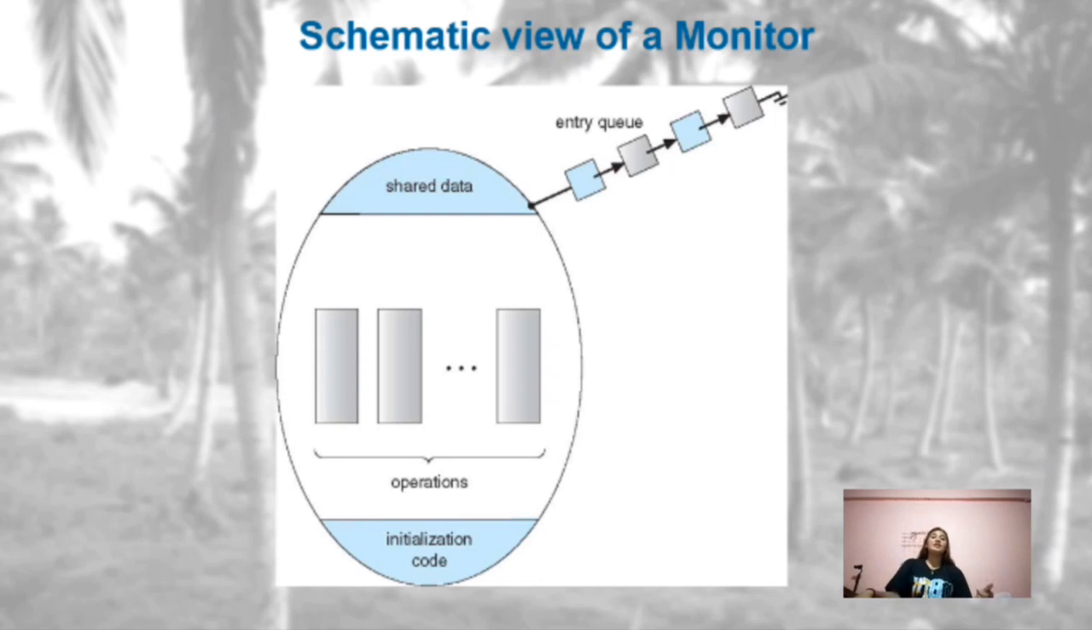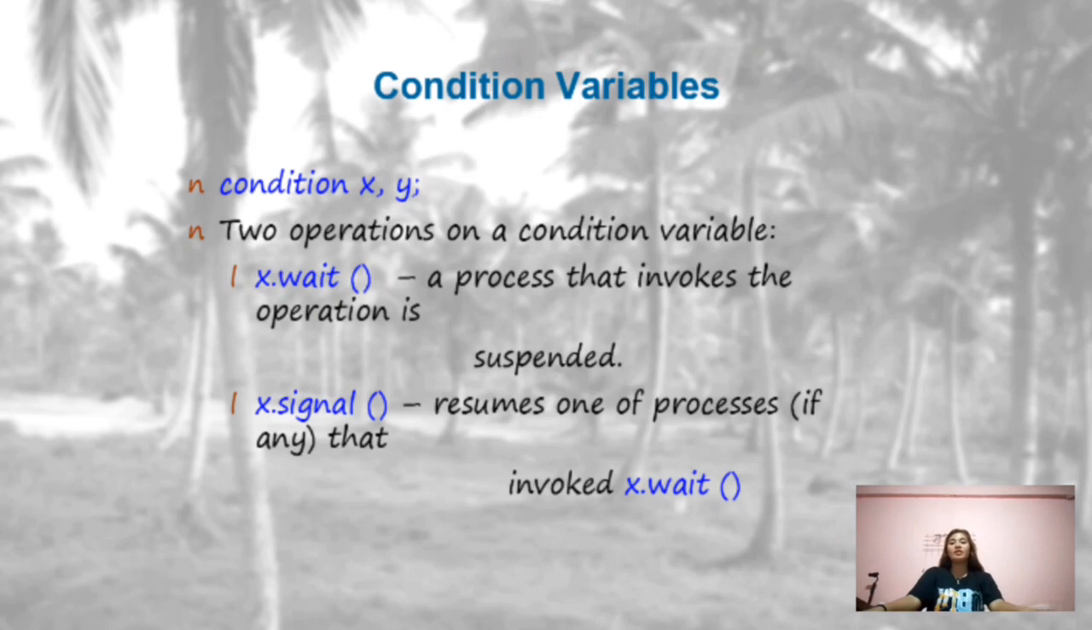As you can see in this slide, this is the schematic view of a monitor. It has the entry queue, the shared data, the operations, and the initialization code. These are the condition variables, condition x and y. The two operations on the condition variables are x.wait(), where the process that invokes the operation is suspended, and x.signal(), which resumes one of the processes, if any, that invoked x.wait().